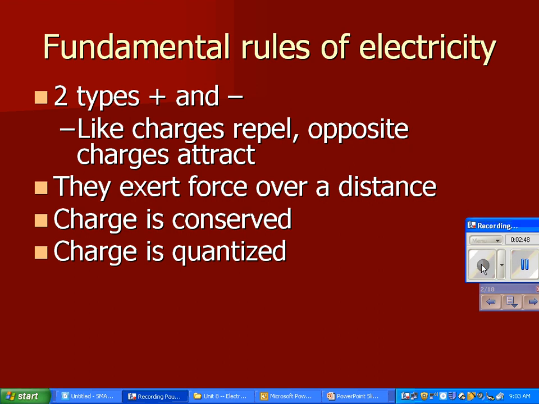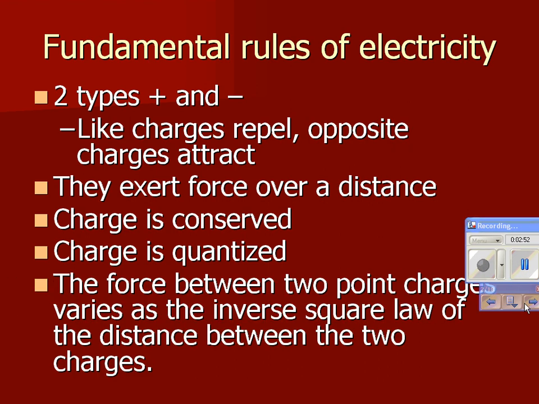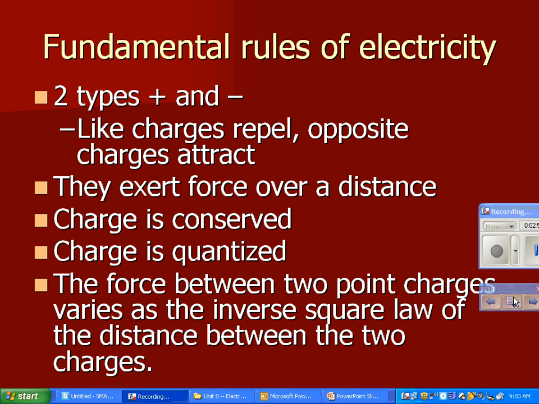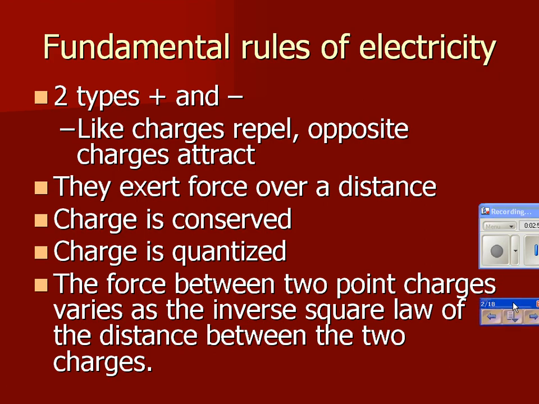All right? And finally, the force between two charges, something you should understand about this, it varies inversely with the square of the distance between them. Weird. The force exerted varies inversely with the square of the distance between them. This sounds very familiar to something we talked about earlier. Gravity. Remember, the force of gravity also varied inversely with the square of the distance between the masses. So there appears to be a commonality here.